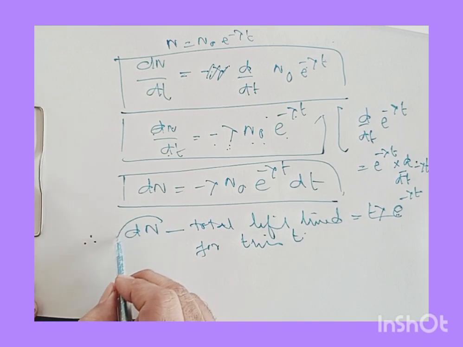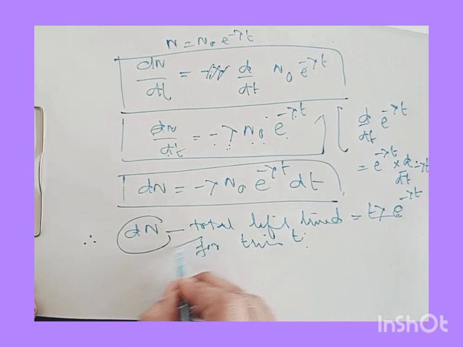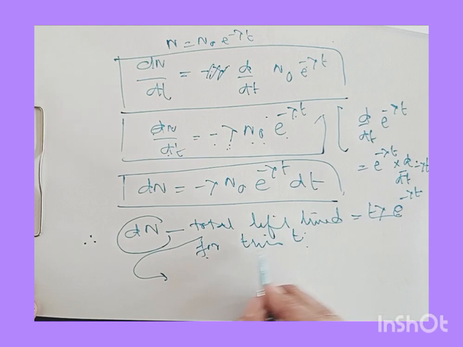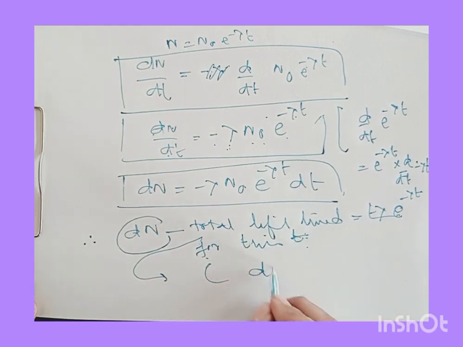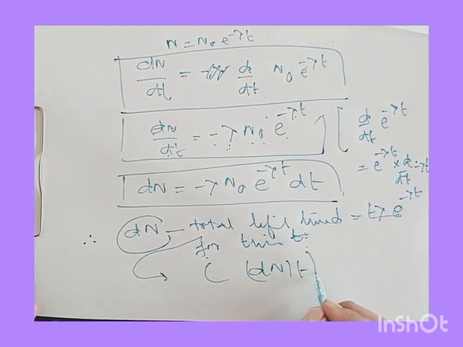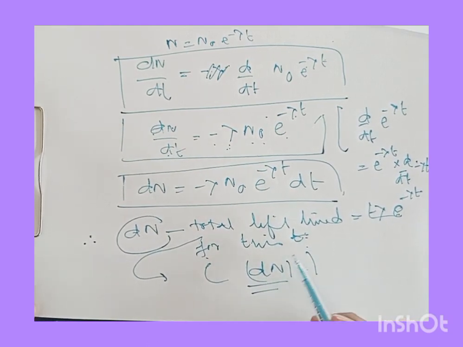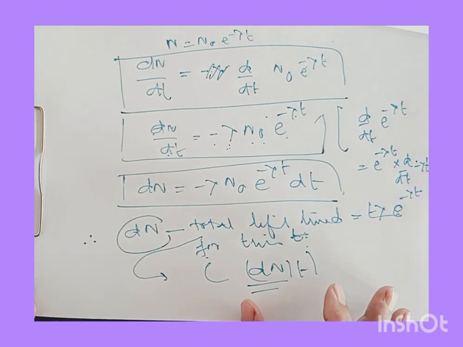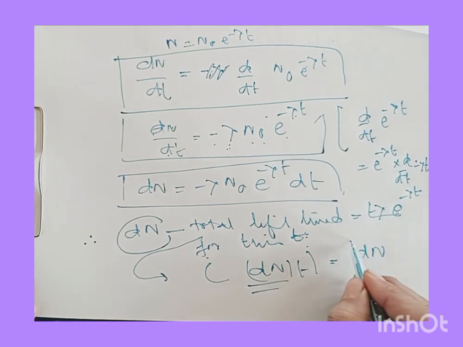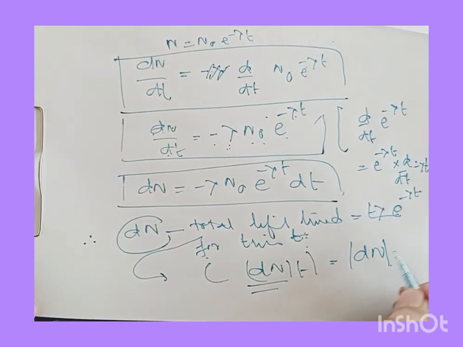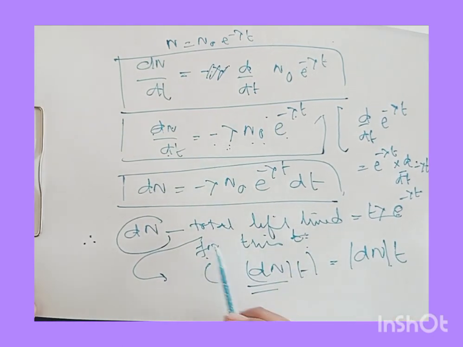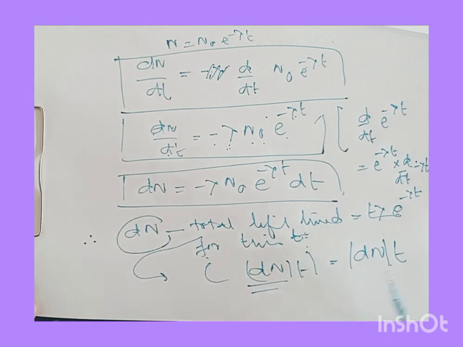If I multiply this number by t, that gives me the total life lived for the time t. So that is dN times t. I am taking the magnitude of dN, because time cannot be negative. So the total life lived for the time t will be dN times t.